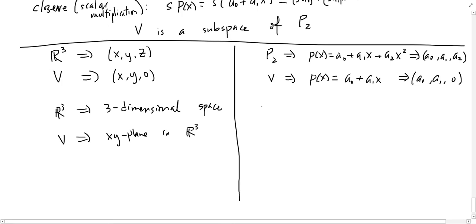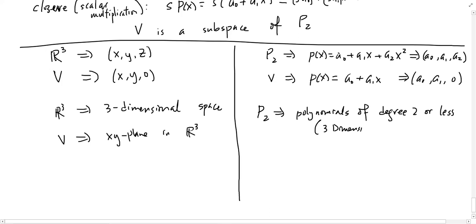While in our case right here, P sub 2 represents polynomials of degree 2 or less. But if you think about it, if I simply look at this polynomial of degree 2 or less as a vector like this, then we can interpret this as a three-dimensional space also.